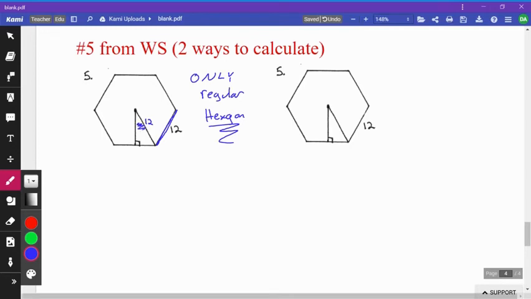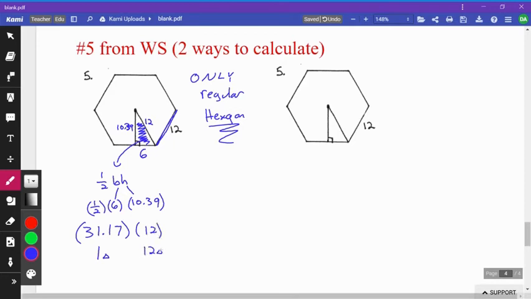So now we can take a look at this right triangle. First of all, if this is 12, I know that this side here is 6, and then Pythagorean theorem is going to give me 10.39 in order to get this side. So now what I can do is find the area of this triangle. This triangle is 1/2 base times height. The height is 10.39. The base is going to be 6. I multiply all of these together, and that is going to give me the area of one triangle, which is 31.17.